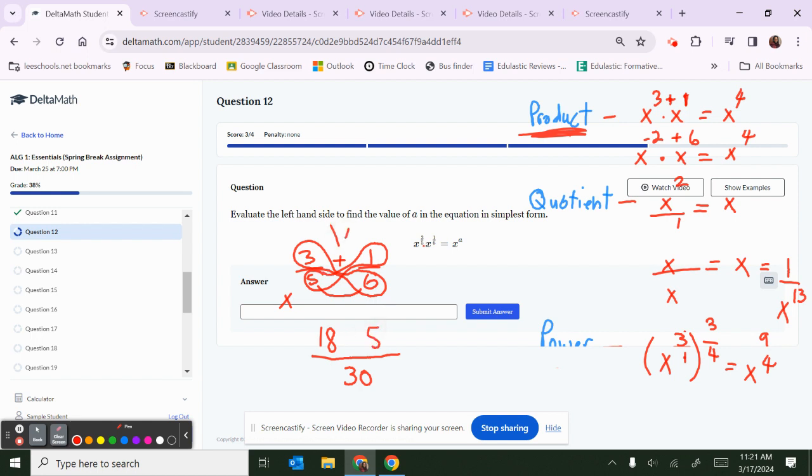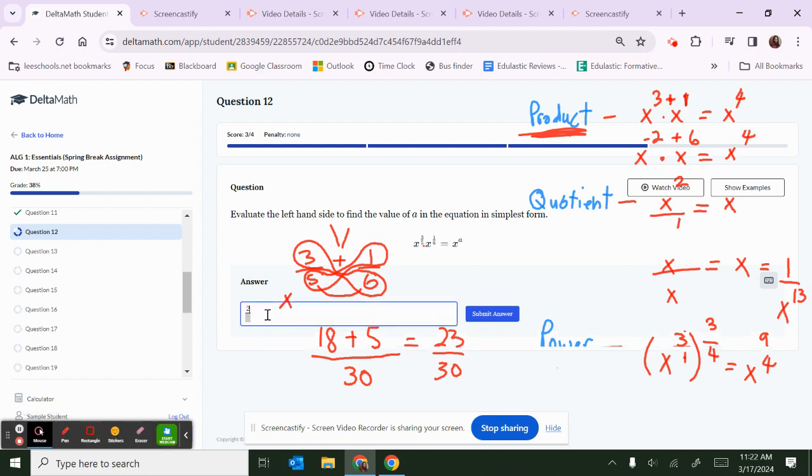And then what are we doing? We are adding. So I put an addition sign in between. And you see it kind of looks like a butterfly? Yep, that's the butterfly method. 18 plus 5 is 23 over 30. Now I'm going to see if I can simplify it. Can I simplify 23 and 30 anymore? No, because 23 is indeed a prime number. So my answer for this question would be 23 over 30.